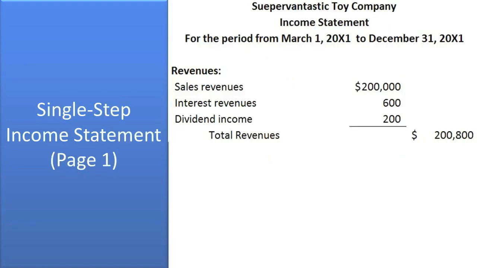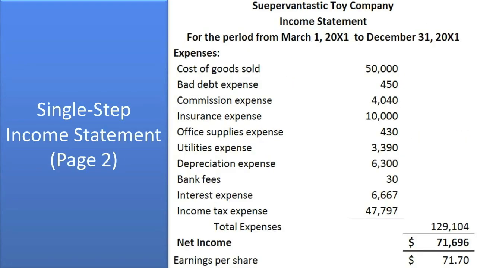Because the font in the video may be a little small, I broke this out into 2 pages just so you can see it a little bit better. There's the revenue part and here's the expenses part. If you want to stop and look at those a little more closely, you're welcome to do that. The single-step income statement makes no attempt to group revenues and expenses based on operating activities or other activities. They just lump all revenues together and lump all expenses together.